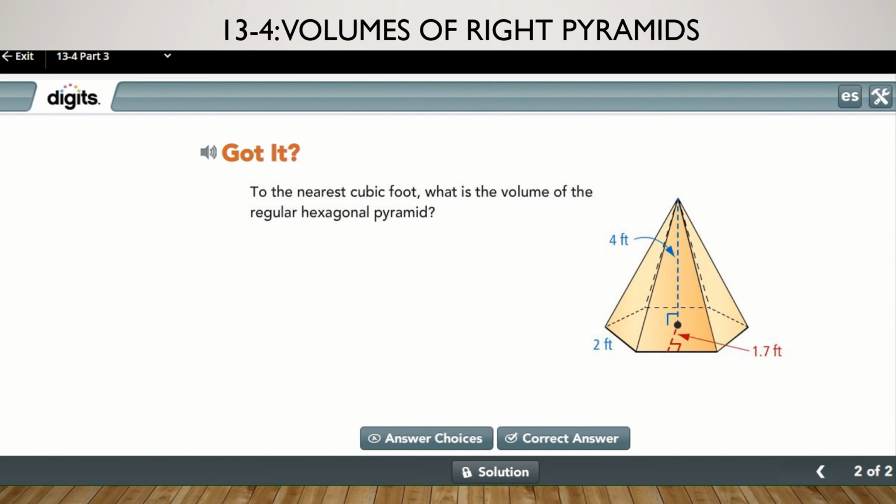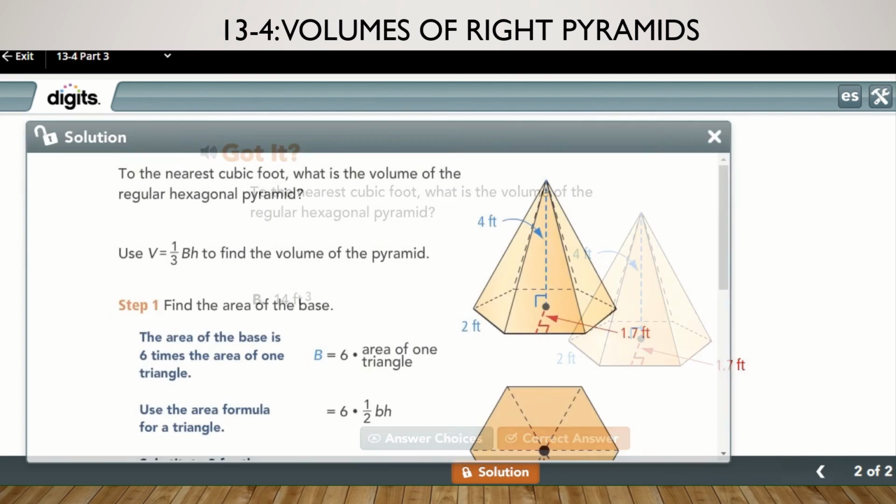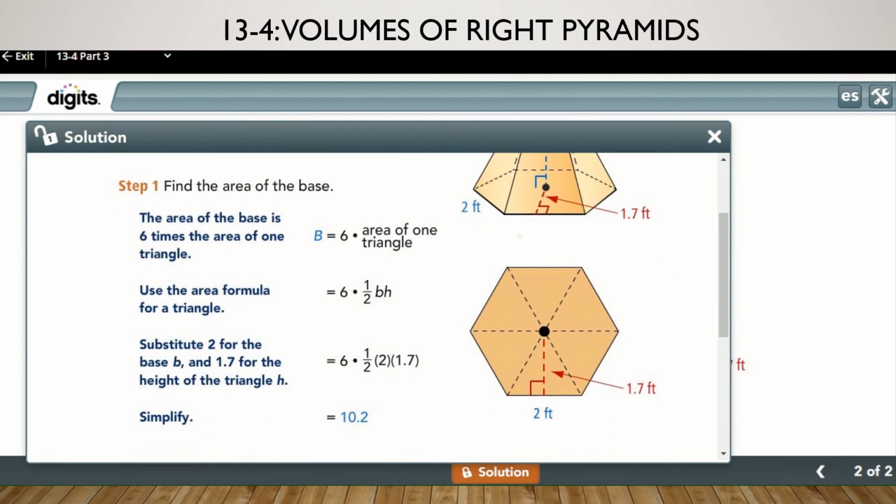Part 3, got it. To the nearest cubic foot, what is the volume of the regular hexagonal pyramid? Remember, find the area of the base first and then substitute that into the formula for volume of a pyramid. The correct answer is B, 14 feet cubed. And this is how you go about getting that answer.